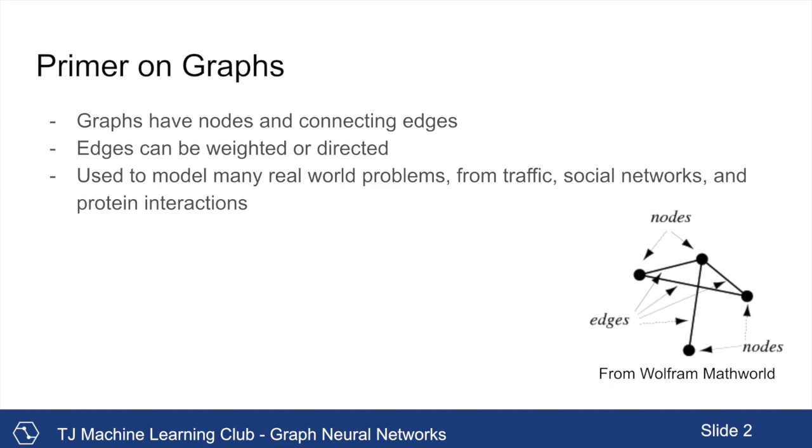And so graphs can be used to represent a whole range of different systems in the world. And so it would be useful if we had some sort of deep learning approach that could understand and analyze these networks, these graphs. And that's what graph neural networks are all about.